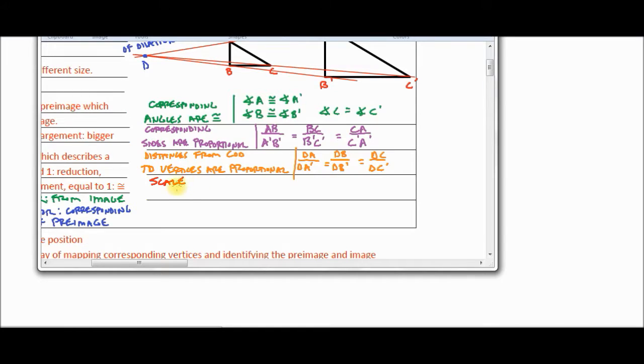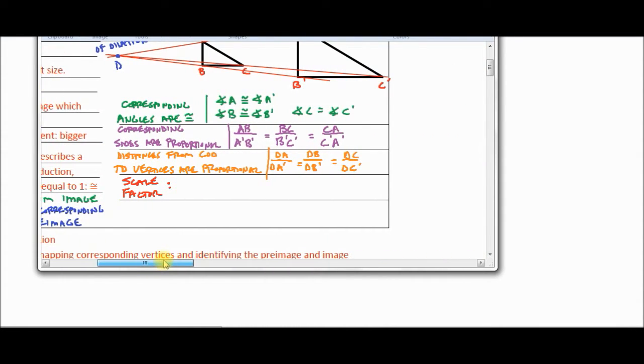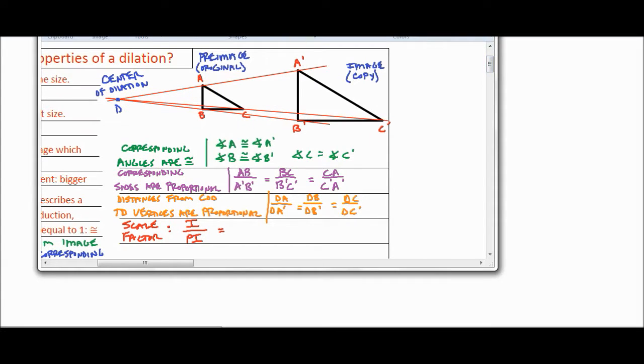Okay, next thing we can write on here is scale factor. If you have a dilation, that means you're going to have a scale factor that describes the differences between the sides of the pre-image and the image. Remember our scale factor back here, we talked about it as image over pre-image. That means the scale factor is always going to be a measure of a side from the image over a measure of the corresponding side of the pre-image. Let's take a look. Let's just say that AB is equal to 3, and let's say that A prime B prime is equal to 6.